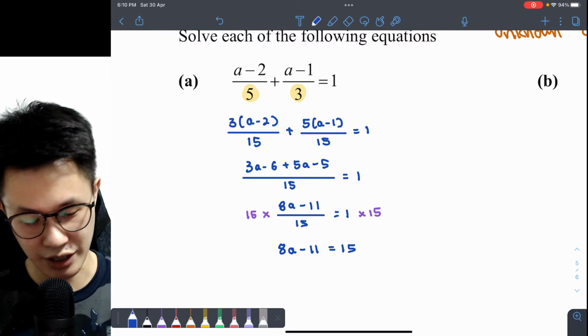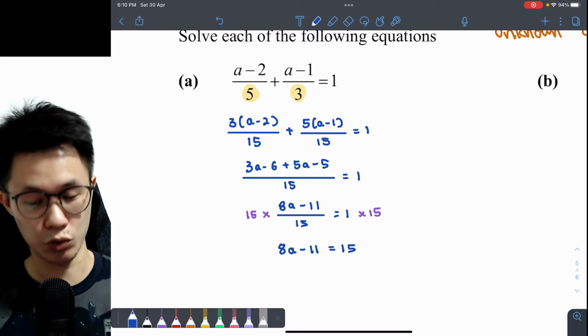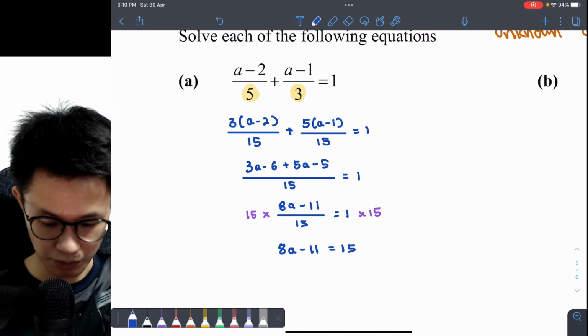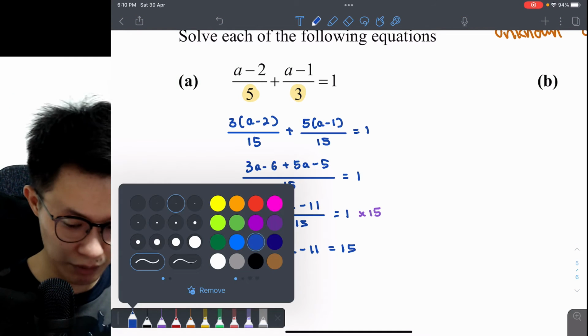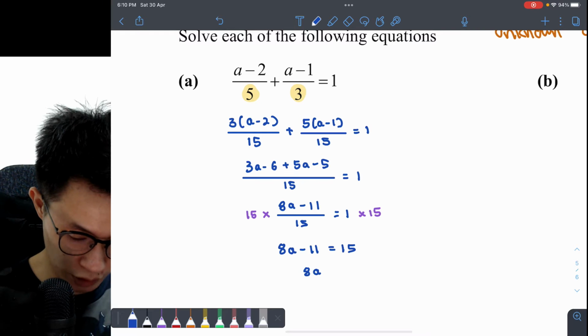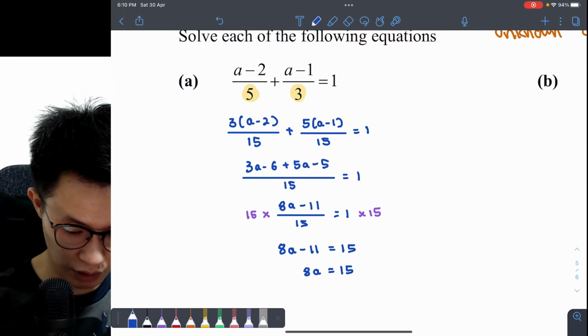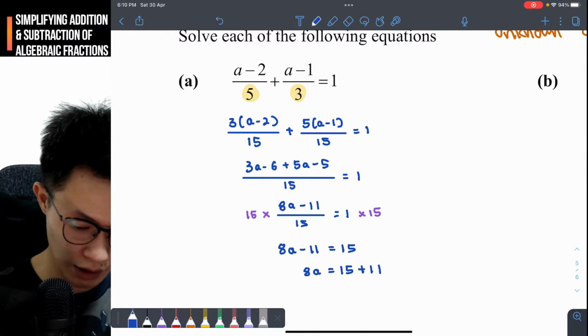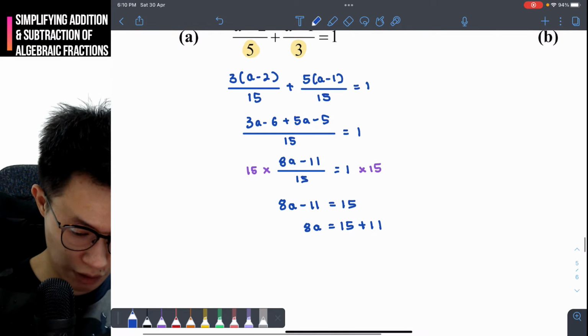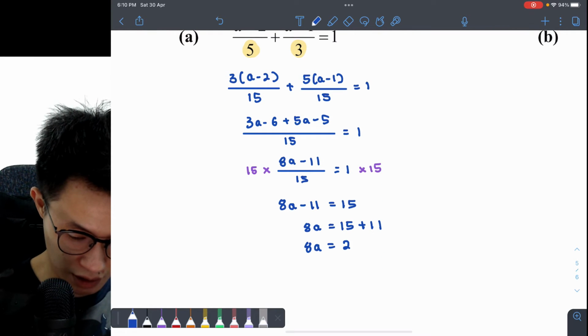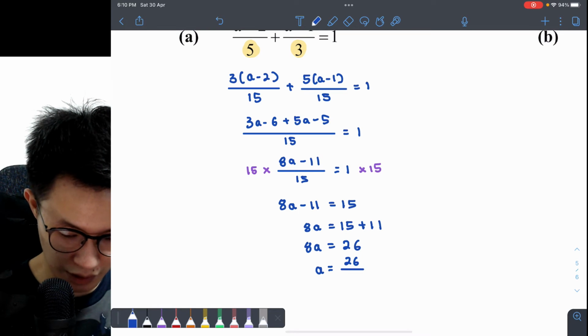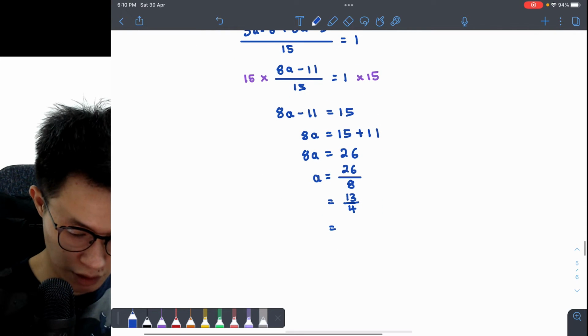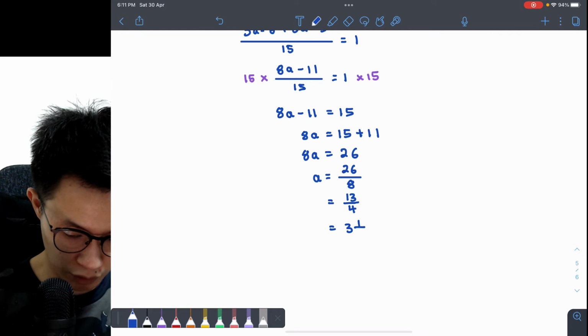Or some of you may say, since it's a divide 15 on the left, when you bring it over, it becomes a multiply 15. And finally, I can find a, because I can simply move this over here, and subsequently I will have 8a equals 26. So a will be equal to 26 divided by 8, which equals 13 over 4. Or if you want to leave it as a mixed number, this would be 3 and 1 over 4.